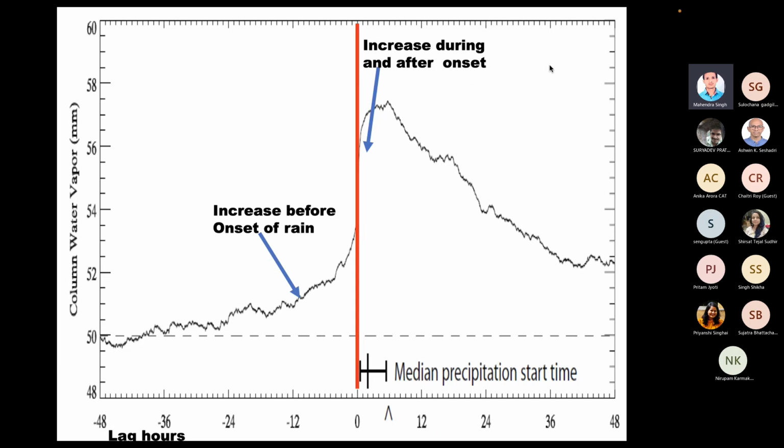So water vapor has two things happening. There is a requirement for water vapor to go up before rainfall can occur. Once the rainfall occurs, the rain droplets evaporating on their way down increase water vapor further. So it's a complicated feedback. You require more water vapor to increase rainfall, and once rainfall occurs, water vapor goes up further. So this is all in a matter of a few hours.